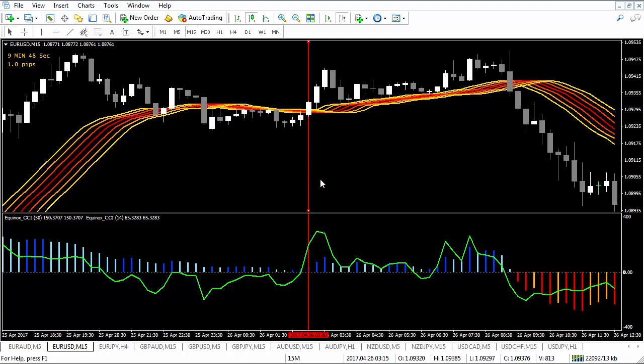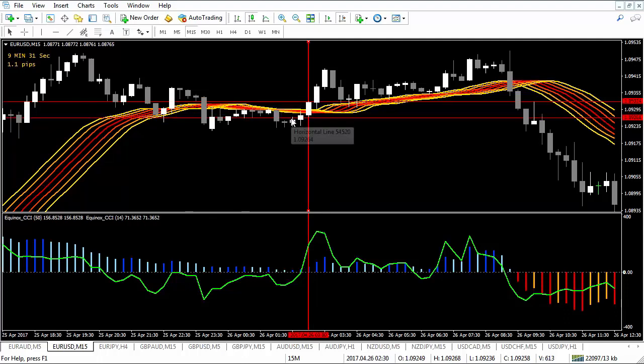So we have that trend following signal, and the market moves really nicely. So I'll mark this off. We have our entry at the candle close, our stop loss under the ribbon, and our 1-to-1 take profit. That one was a beautiful trade. This was a trend following trade.